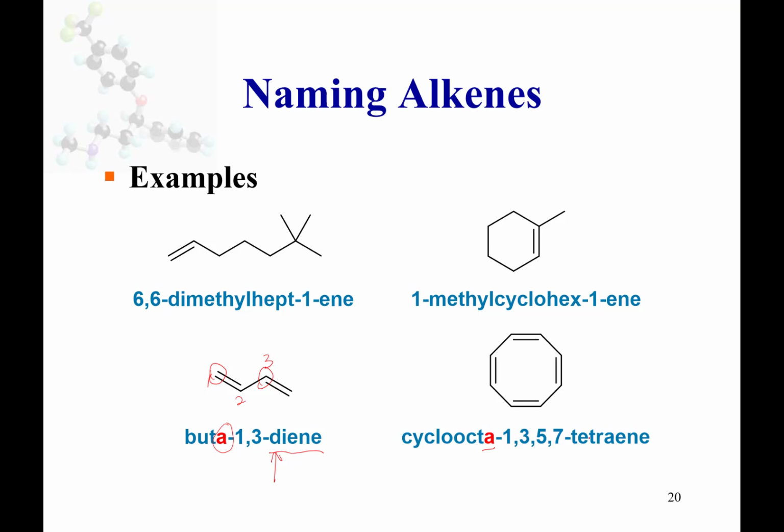This is the same for the molecule next to it, cyclooctatetraene, because there are 4 carbon double bonds that are spaced 1, 3, 5, 7 as the places where they begin the double bond, and it is in the context of a cyclooctene ring, which is 8 carbons in the ring.